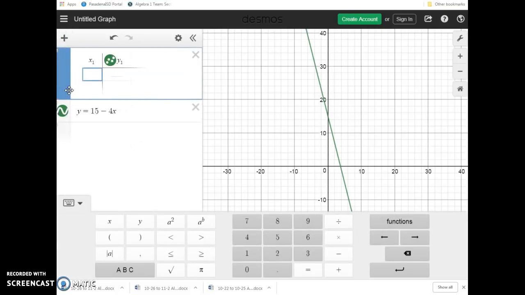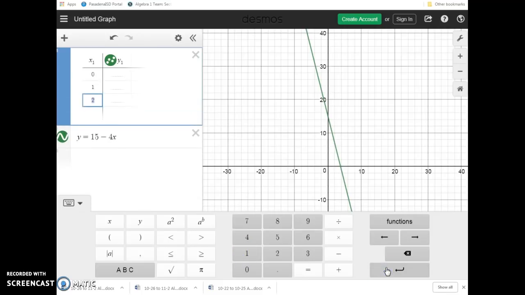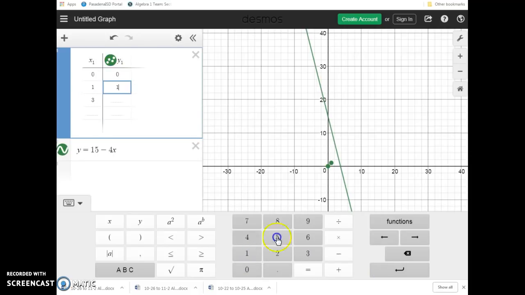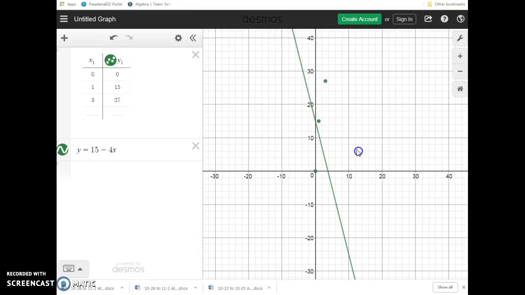And then you can just type in the new one or just add a new one. Add a new table. 0 is my first x. 1 is my second x. And 3 is my third x. My y's are 0, 15, and 27. This is letter B. And again, none of those points are on my line. So that's not it.